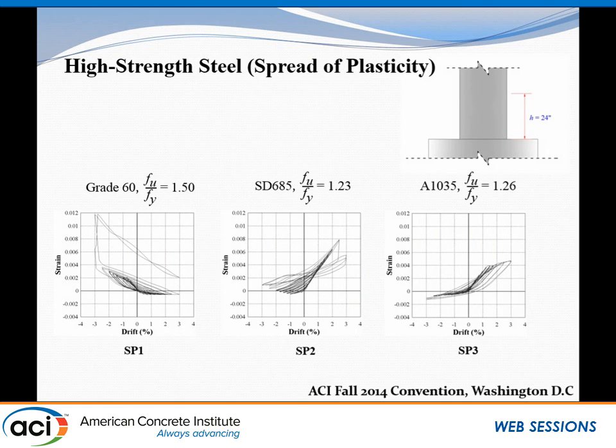And previous research also indicates that a higher FU to FY ratio leads to a better spread of plasticity, and then benefits the deformation capacity. So we start to examine how far the plasticity extends in each of the specimens. This is the readings of strain gauges at a distance approximately d away from the support face.